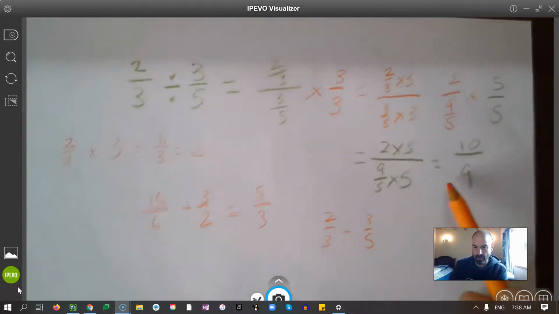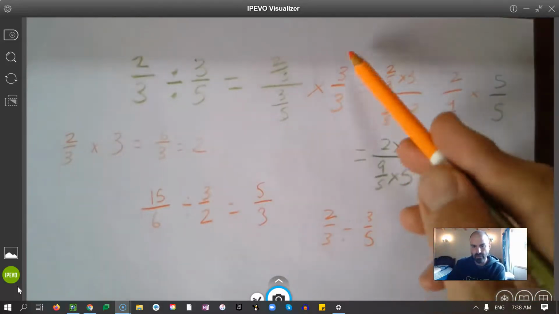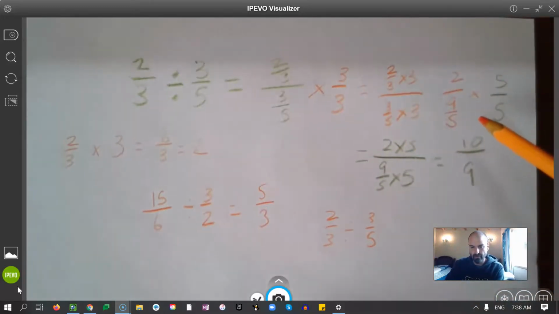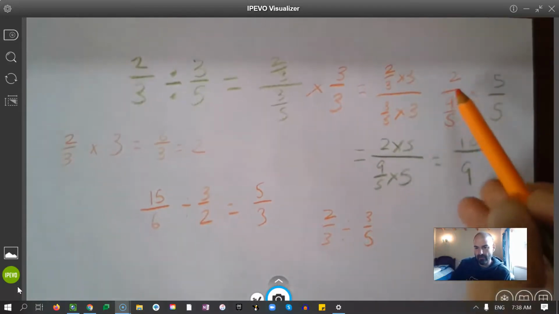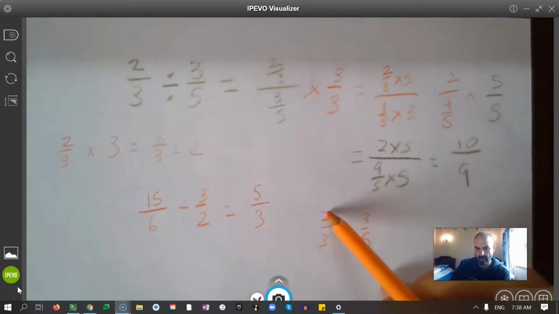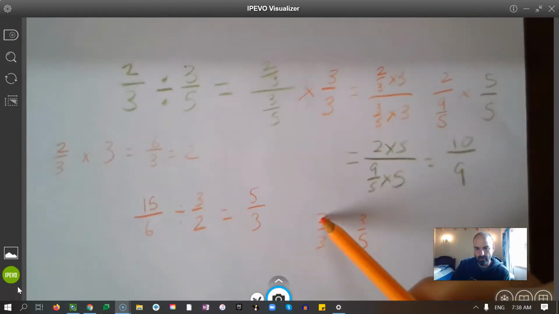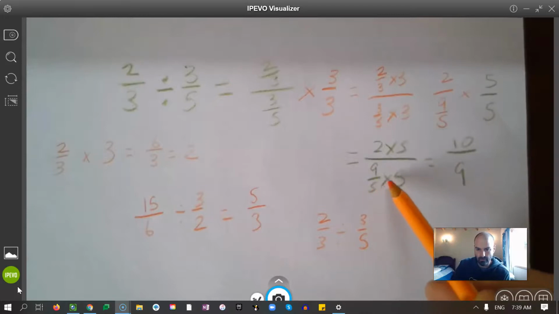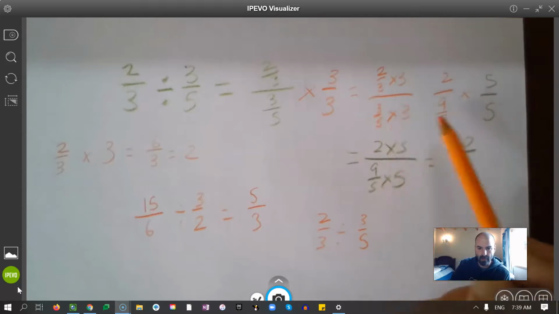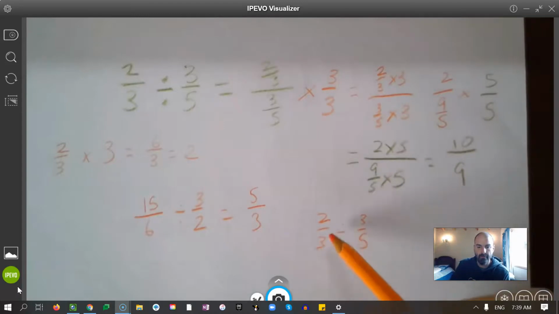But if we go back to this problem, 2/3 divided by 3/5, because I used 3/3 and I used 5/5, what happened? I've eventually multiplied this whole number 2, which is really what this is, right? Did this value change at all? 2/3 times 3 is actually 2. Well, we have 2 right here. And if we did 3/5 times 5, what would the answer be? It would be 3.